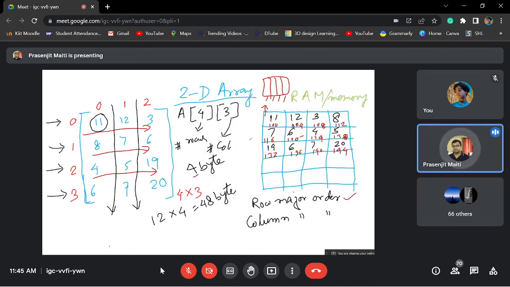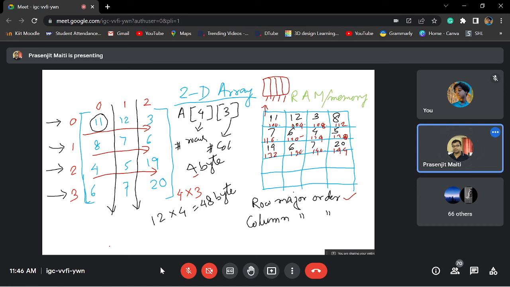Please see here, when you store data row wise or column wise, it fills up sequentially. First the 100 location, then 104, then 108, then 112. You cannot store one data at 100 and the next data at 140. So when we store any array data, it is stored sequentially, whether row wise or column wise.